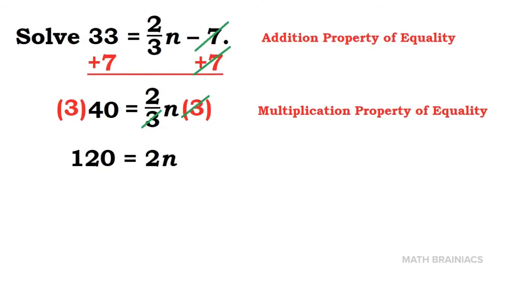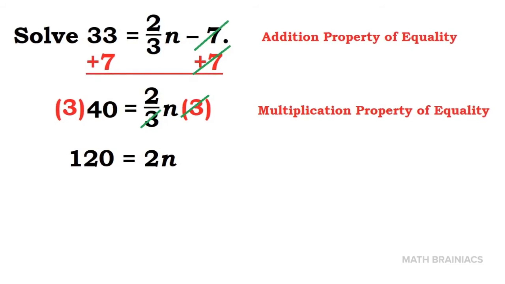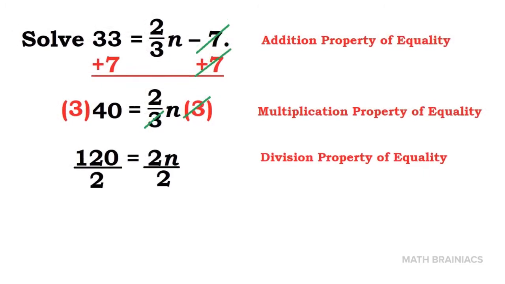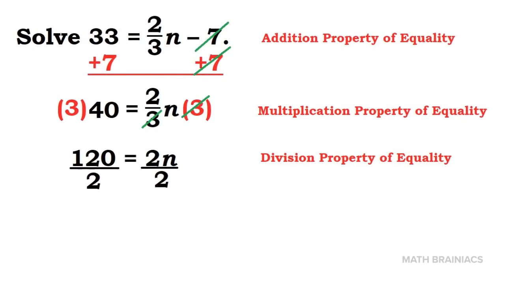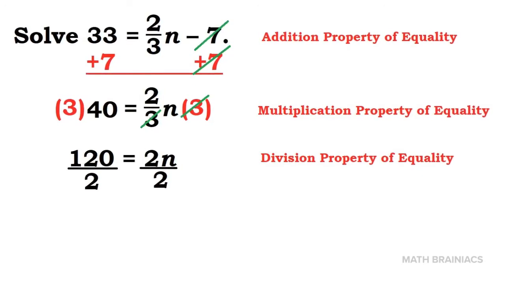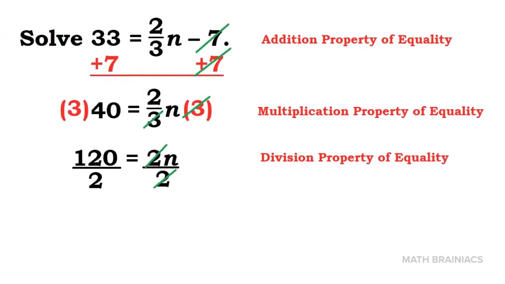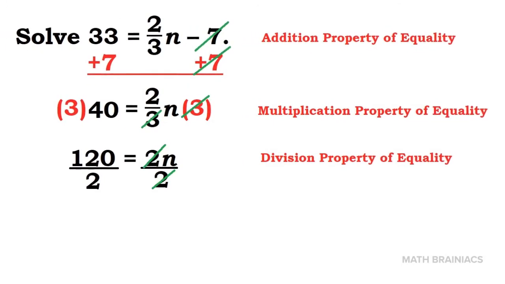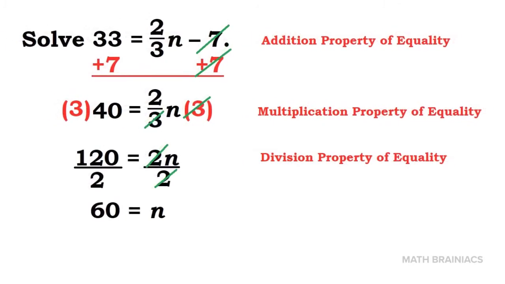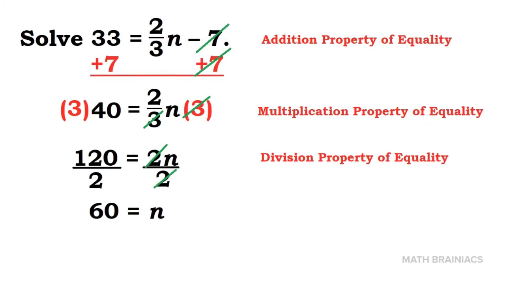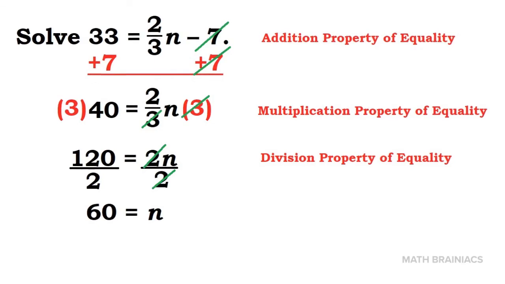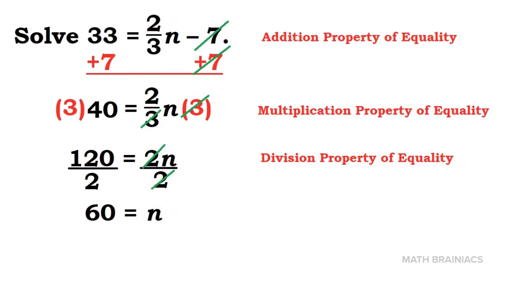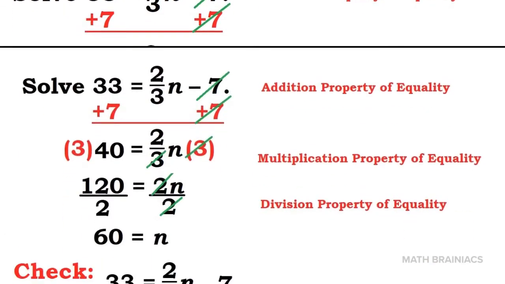Now, what property are we going to use to continue solving for n? We can use the division property of equality and dividing 2 on both sides of the equation, we can cancel out the 2 on the right side. Consequently, we can solve now for n. 120 divided by 2 will give us 60. Therefore, n is equal to 60.